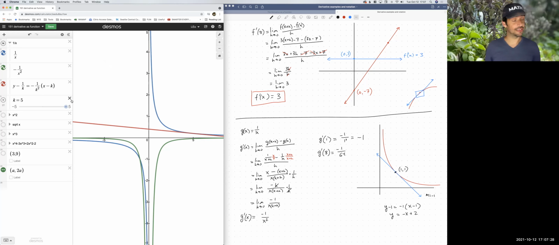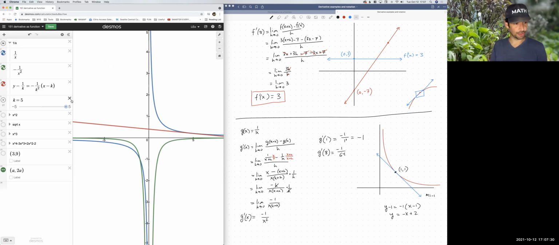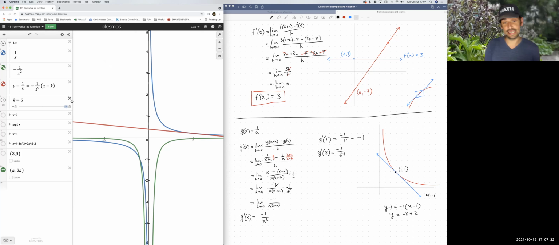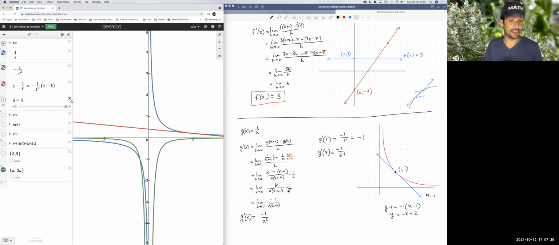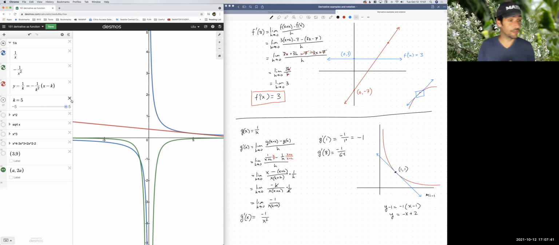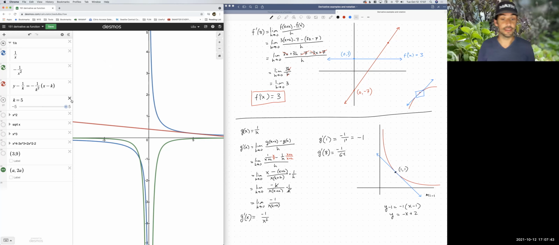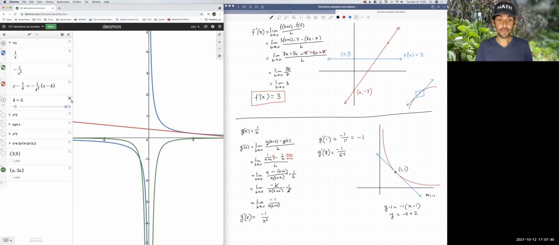They're negative. It's got that -1 over x squared. X squared is always going to be positive, so they're always going to be negative. And you can see these tangent lines that I'm graphing look to be negative. This one, for instance, is -1 over 25 again, right? That's the slope of that.